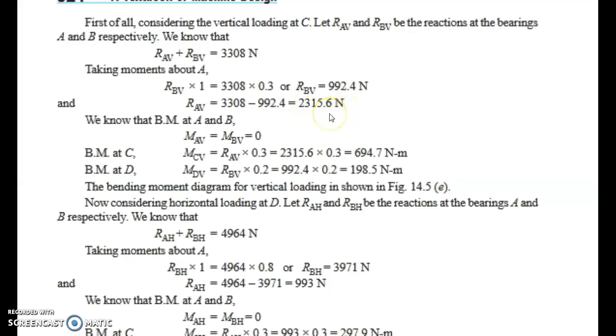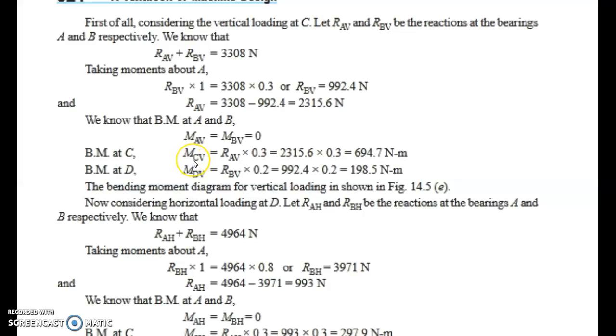2315.6 Newton. Similarly, we can take the bending moment at A and B. The vertical bending moment at A and B, MAV is equal to MBV is equal to 0, because the bending moment at A and B we consider as 0. But there is bending moment at C.